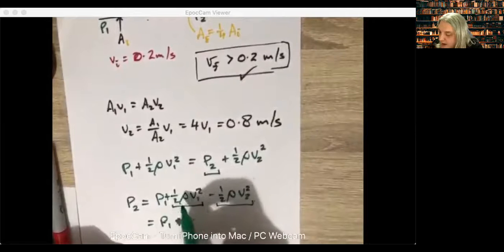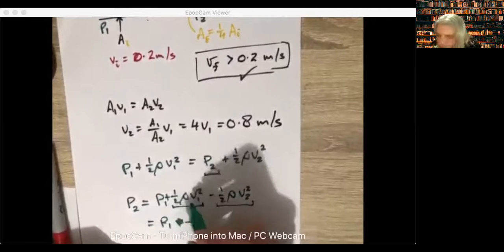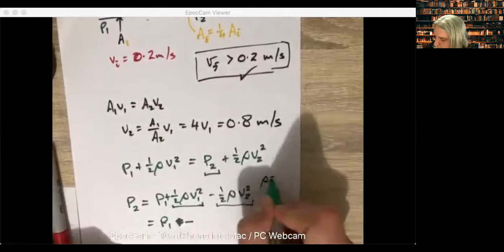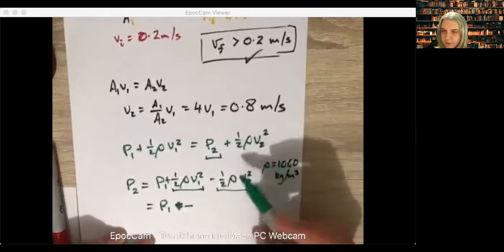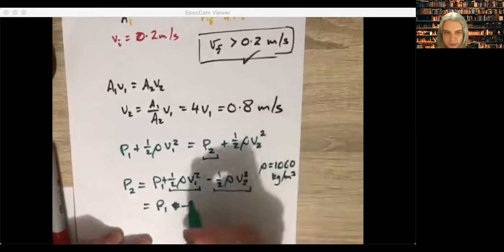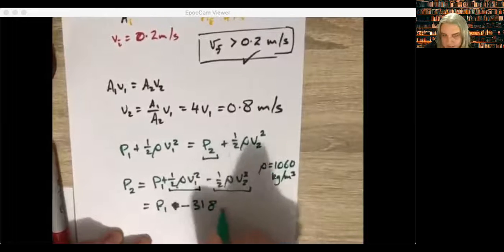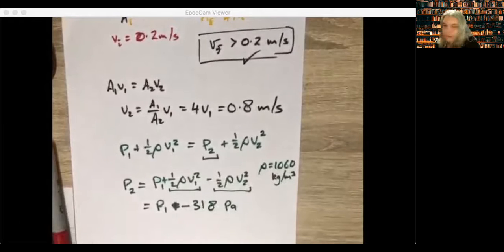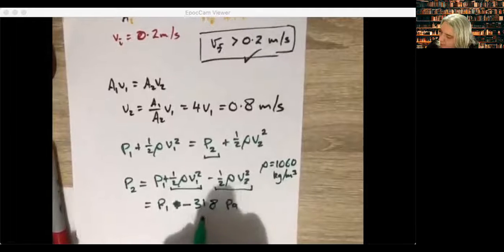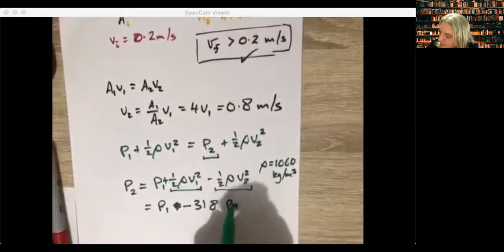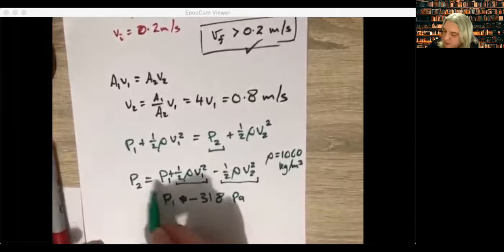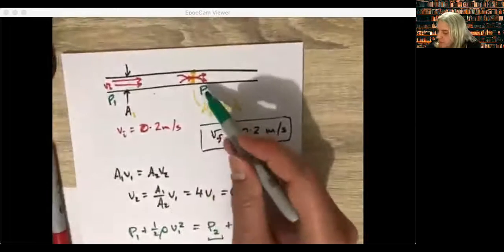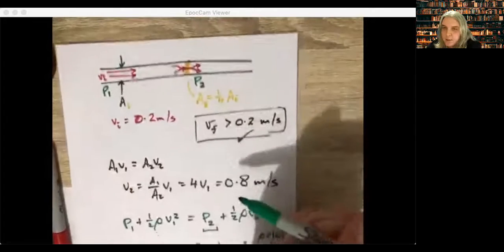And so now you can grab your calculator and put in all your values. We got told the density of blood was 1,060. So rho equals 1,060 kilograms per cubic meter. So if you put that in, you'll find that it comes out to negative 318 Pascal, according to my calculation, I think. I think that's right, hopefully. So you can double check that. Let me know if I've done it incorrectly, but I got 318 Pascal less. So we still don't know what P1 is, and we don't know what P2 is, but we know that P2 is 320 Pascal less than P1.